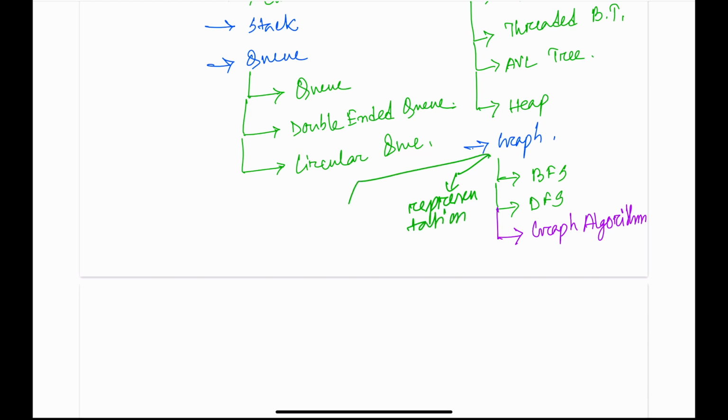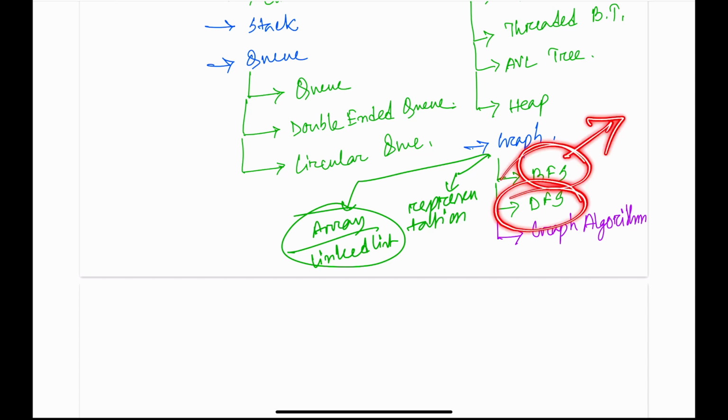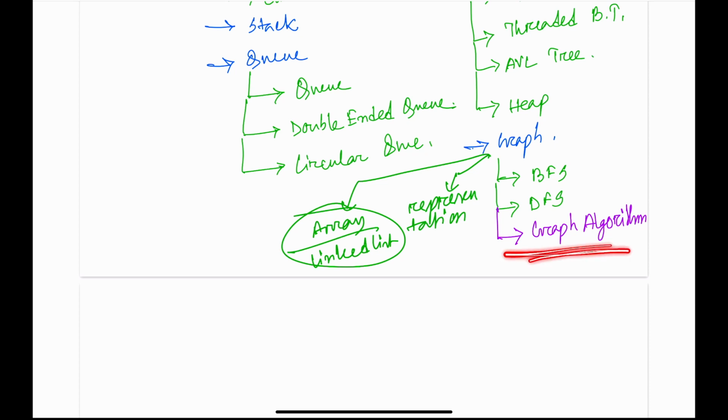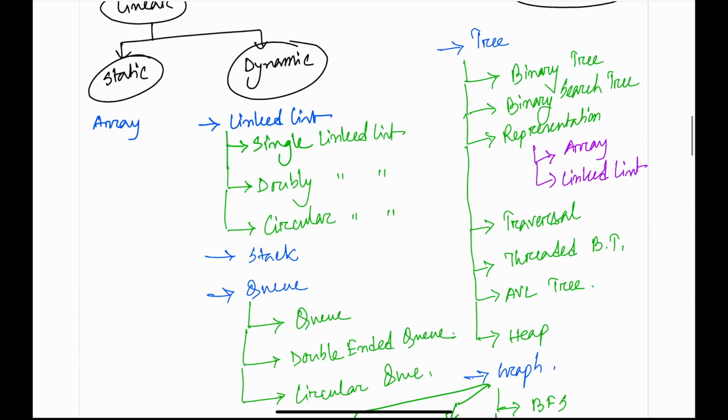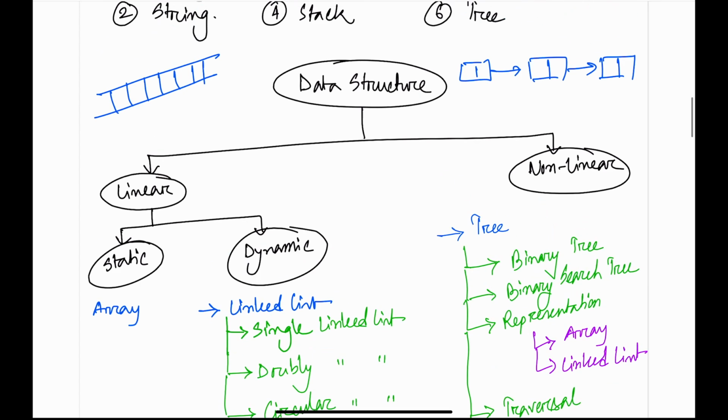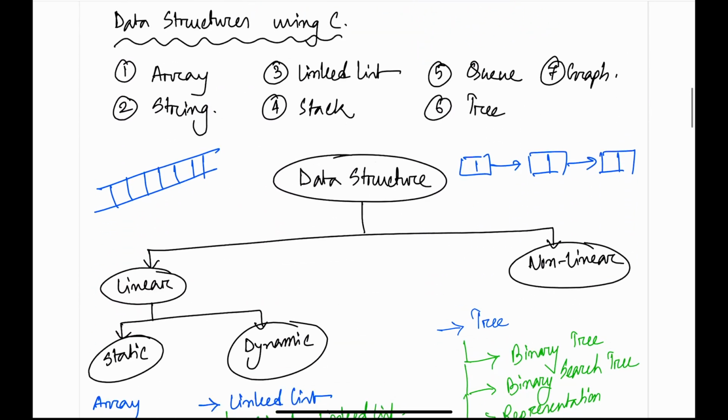Representation of a graph using array representation or linked list representation. There are two types of representation. Then you will find BFS and DFS, which are breadth first search and depth first search. This is a different thing that we will be discussing. Another is graph algorithms, like Floyd Warshall, then Prim, Kruskal, Dijkstra, Bellman-Ford. These are the algorithms we will be talking about.